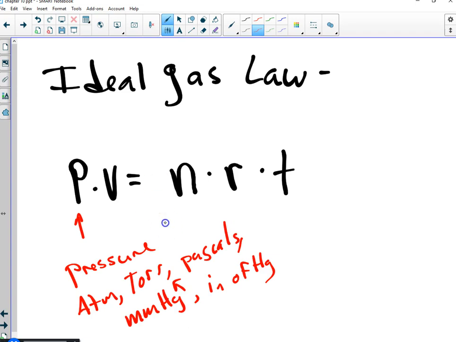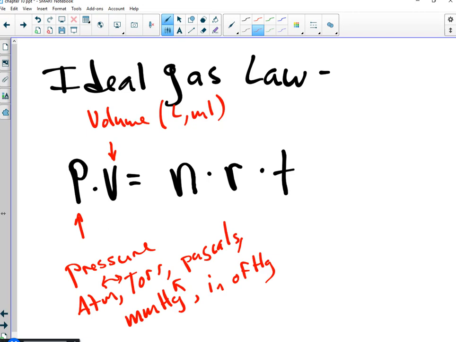We are going to use atm and torr 99% of the time. Torr is millimeters of Hg. It's just a different name. It's an Italian dude. All right. Volume. Okay, V is volume. And we'll usually use liters, but sometimes milliliters. It doesn't really matter.